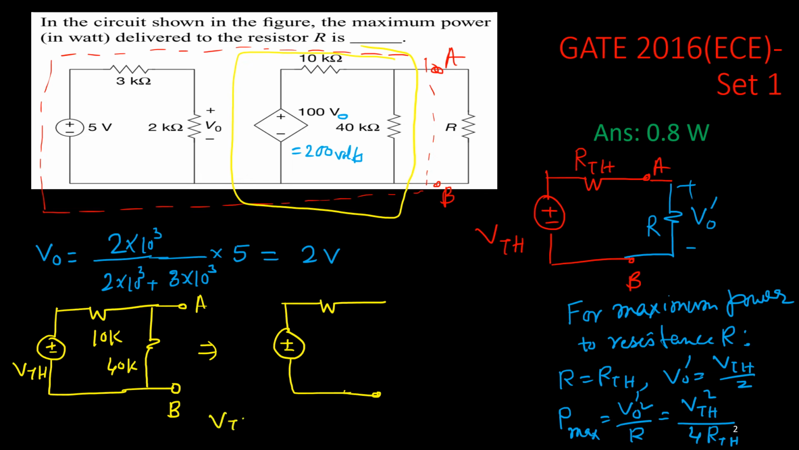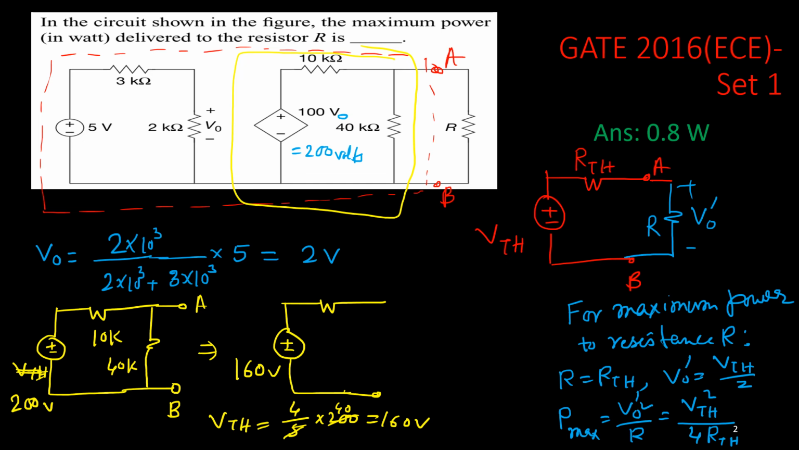That VTH would be the potential divider, the open loop voltage across A and B, meaning 40 upon 50 times VTH 1. Okay. So it is simply not VTH, I will call it. So this voltage is 200 volt, that I will write. So VTH is now, in this case, 4 upon 5 times 200. This is 40, so it is 160 volt. So this is 160 volt VTH.